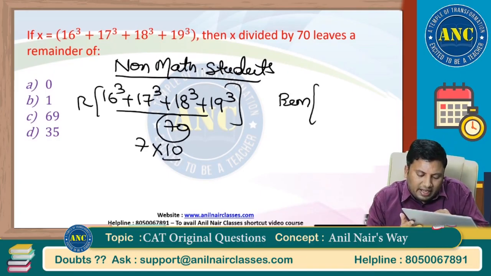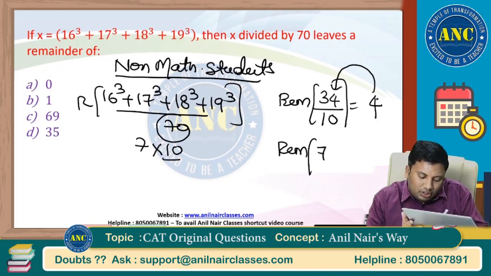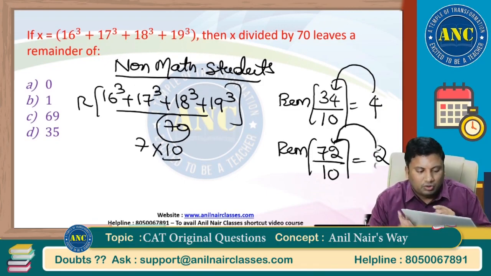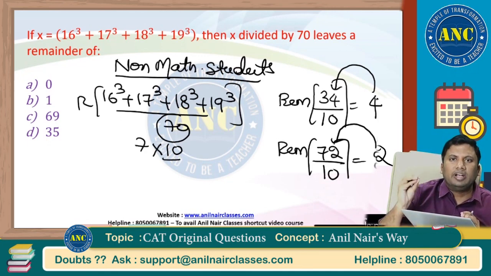Suppose he divides a number by 10. 34 divided by 10, 10 threes are 30, the remainder is 4, which is nothing but the unit digit. 72 divided by 10, 10 sevens are 70, the remainder is 2, which is the unit digit. He knows that when you divide a number by 10, the unit digit is nothing but the remainder.